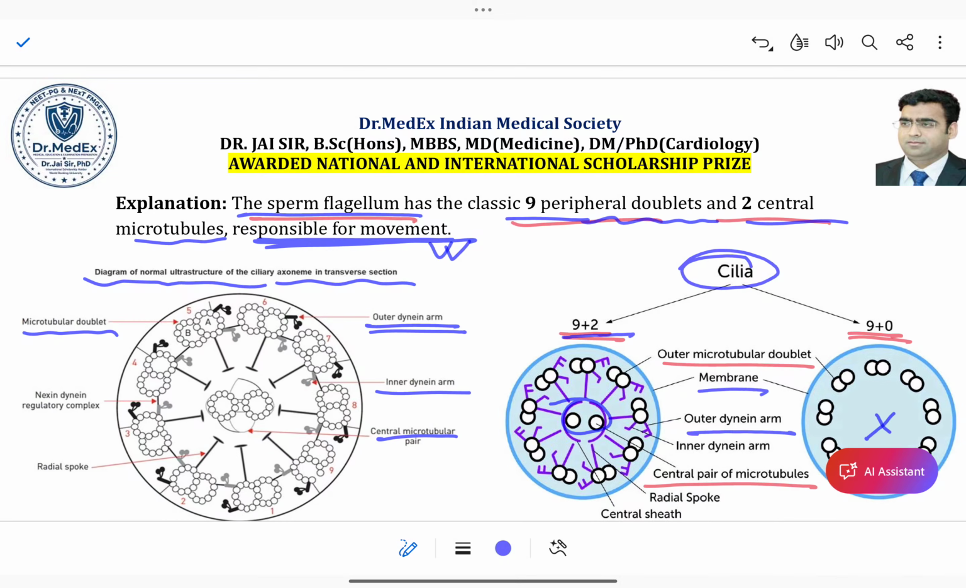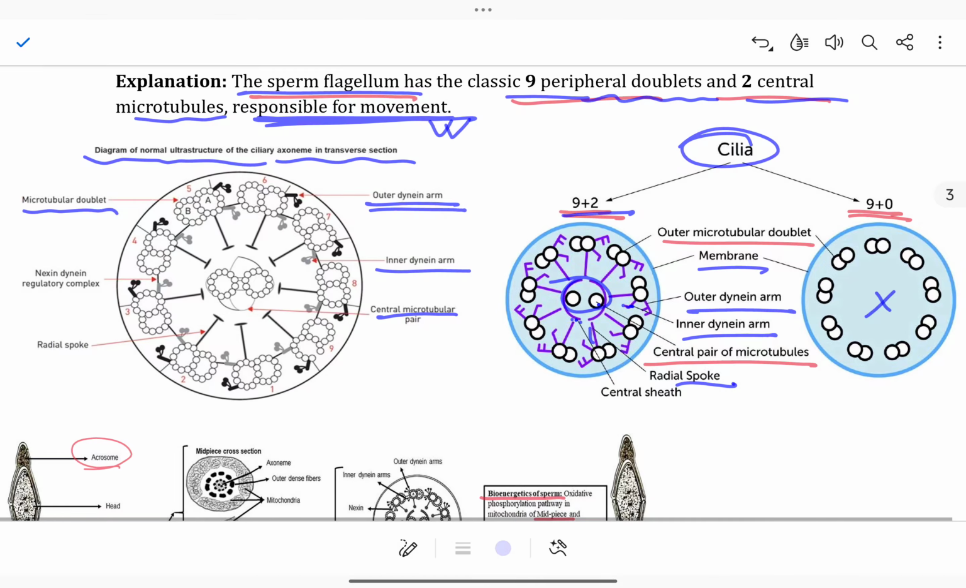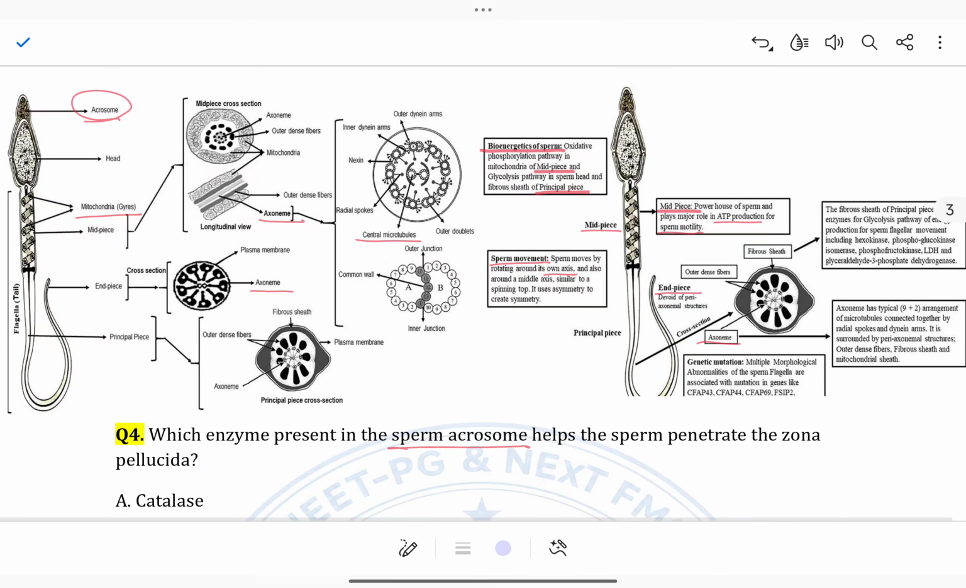This is the outer membrane, this is the inner membrane, this is the central part, the central pair of the microtubules, this is the radial spoke, and this is the central sheath. Okay, this is the central sheath. Come to another point.